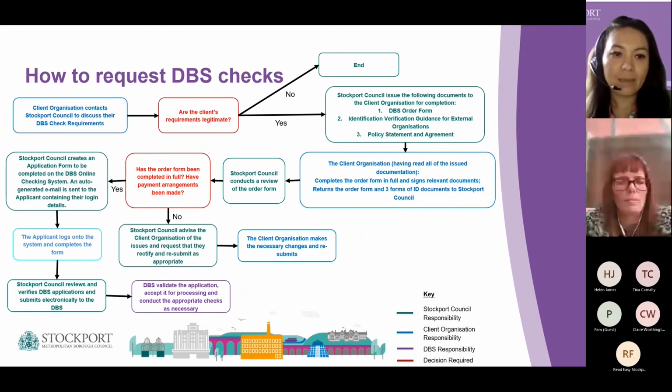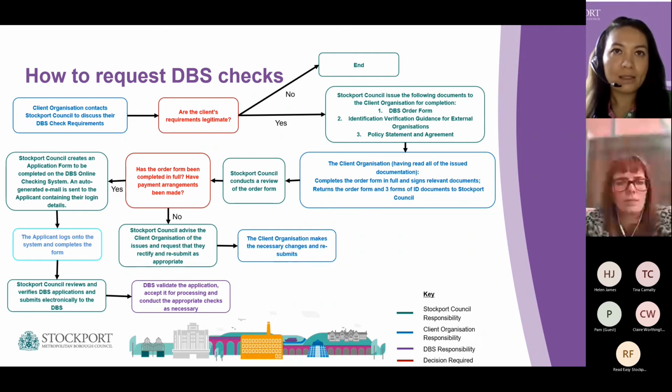Once it's submitted to DBS for processing, the applicant will also get an email with a tracking reference number. So they'll be able to go on the DBS website and track which stage their application form is up to along the process. They can do that using that tracking reference number.